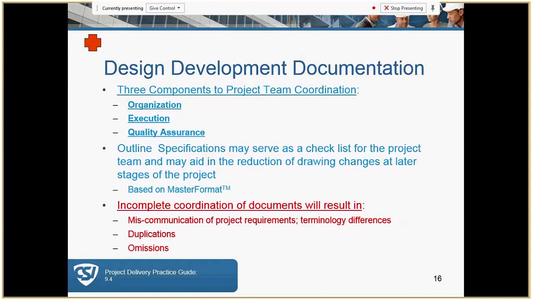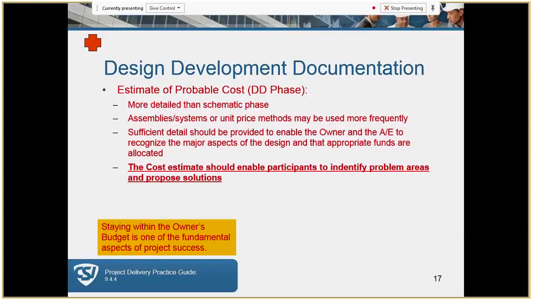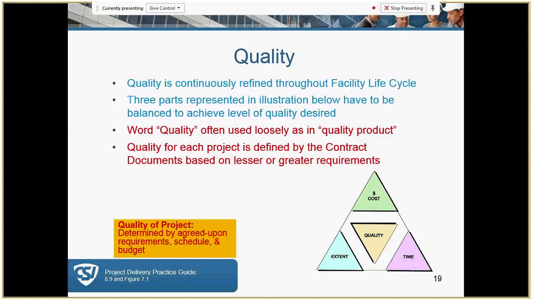Quality. We talked about this idea of quality last time, and again, this is a diagram that's in your resource guide. The main thing to understand is that quality is affected by cost, extent, and time. We have, again, highlighted the quality of a project, and it's determined by agreed upon requirements, schedule, and budget. It's referred to throughout the facility life cycle.